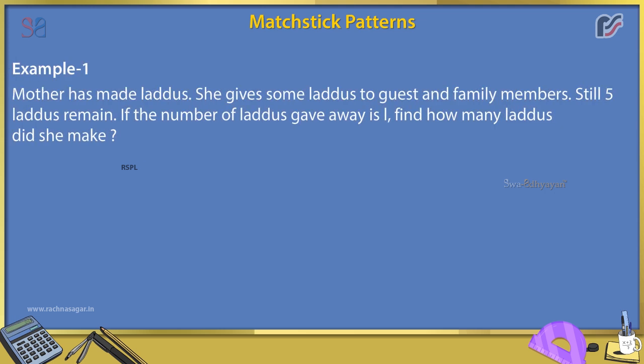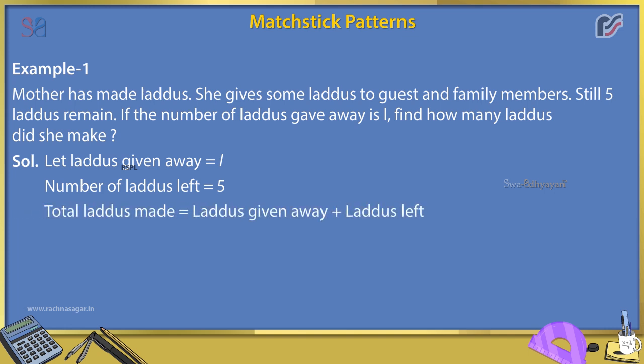Example 1. Mother has made laddus. She gives some laddus to guests and family members. Still, 5 laddus remain. If the number of laddus given away is L, find how many laddus she made. Let laddus given away be L. Number of laddus left is equal to 5. Total laddus made is equal to laddus given away plus laddus left, which is equal to L plus 5.